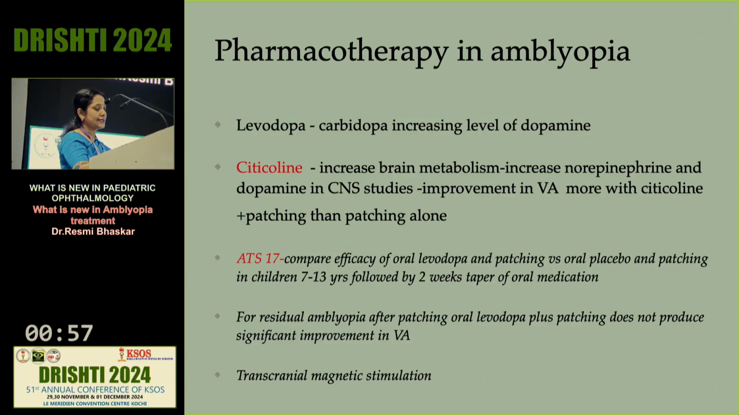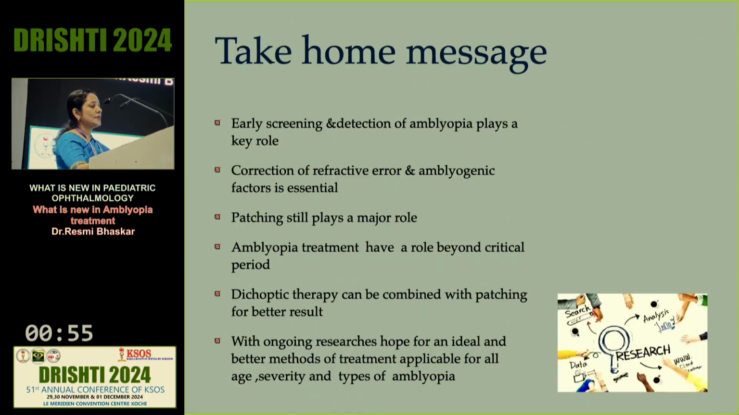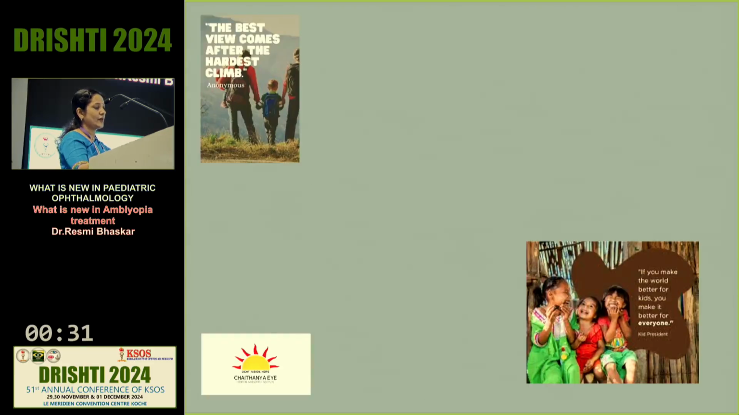Stimulating the occipital cortex with magnetic stimulation has been shown to change plasticity and work in adult amblyopia. So the take-home message is that early screening and detection of amblyopia plays a key role. Correction of refractive error and amblyogenic factors is essential. Patching still plays a very major role, and amblyopia treatment has a role beyond the critical period. Dichoptic therapy can be combined with patching for better results, and with ongoing research, we hope for an ideal and better method that can be applied for all ages, severities, and types of amblyopia.